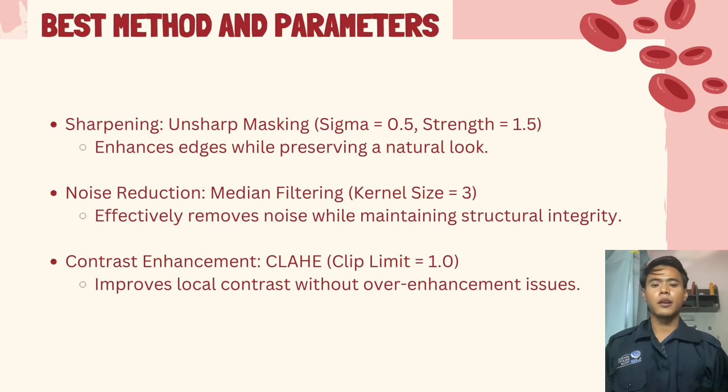Based on my analysis, unsharp masking with a sigma of 0.5 and strength 1.5 is the most effective method for image enhancement, providing a balance between noise suppression, sharpness, and image quality. The method ensures that edges remain sharp while preserving the natural look of the image. For noise reduction, median filtering with a kernel of 3 is highly recommended due to its ability to effectively remove noise while retaining structural integrity.